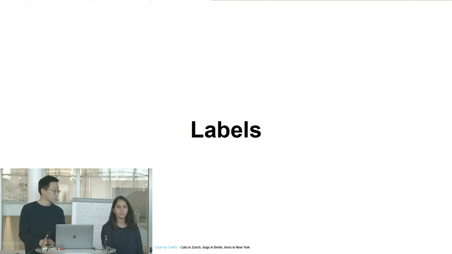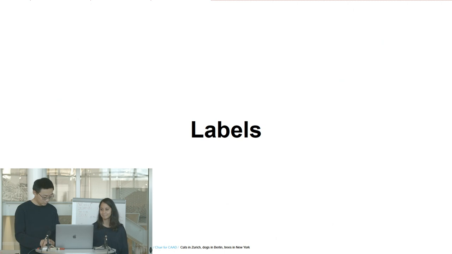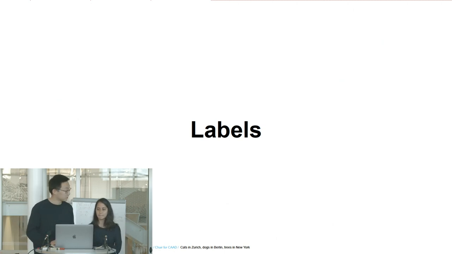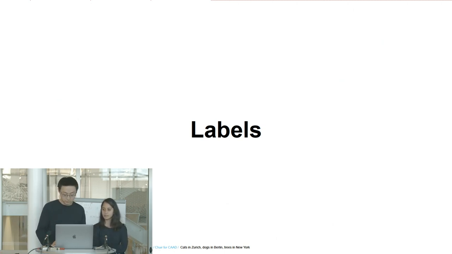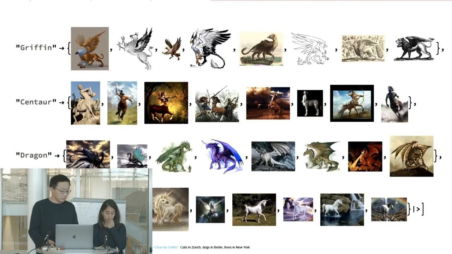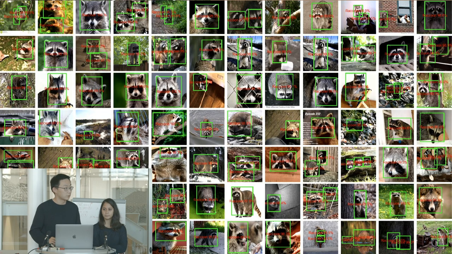So we start. Okay. So just like Karla said, today is going to be very short. Regarding the labels, first we would like to show you the two pictures that we showed before. For example, this experiment of the mythological creatures, and this one, the raccoon detector.